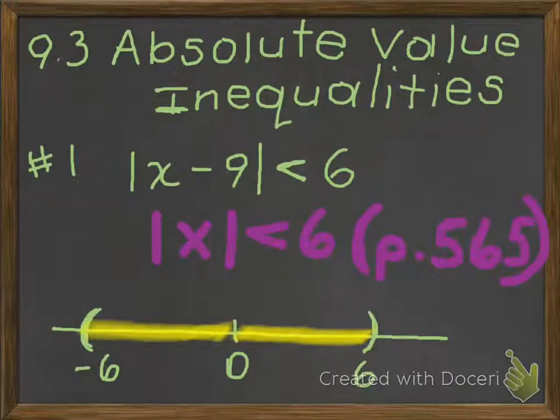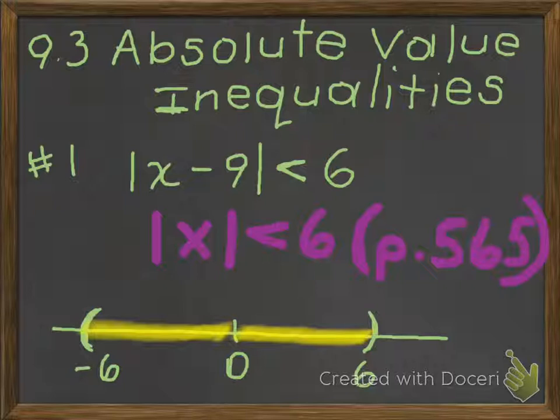Section 9.3, Absolute Value Inequalities, Sample Homework Solutions. Number 1. The absolute value of x minus 9 is less than 6.